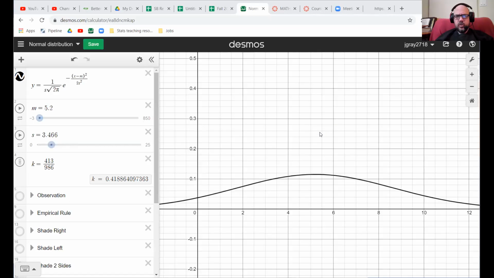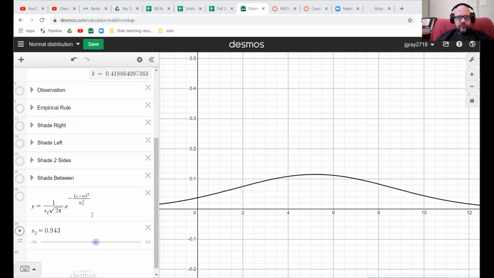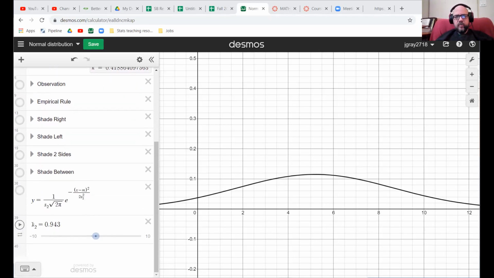All right, great. I've got my Desmos thing set up. Let me show you what these actually look like rather than my terrible sketching. So this is the normal distribution with a mean of 5.2. You can see that right here, and a standard deviation of 3.466. I have another one graphed, which is the same thing, but the standard deviation is 0.943.